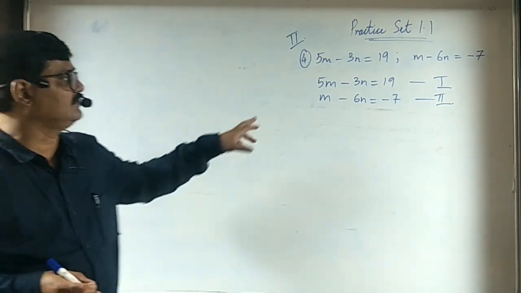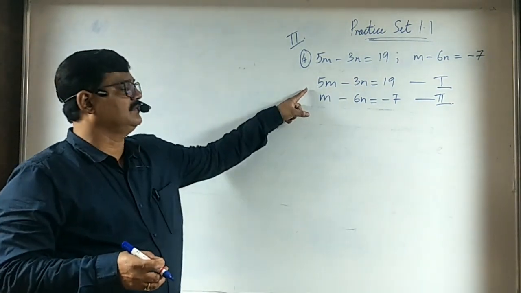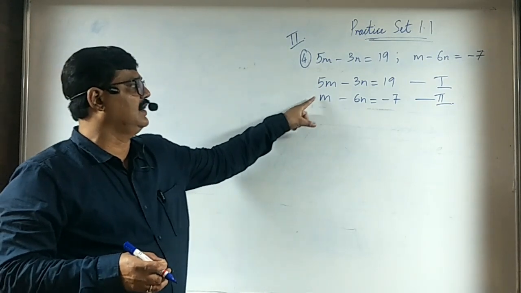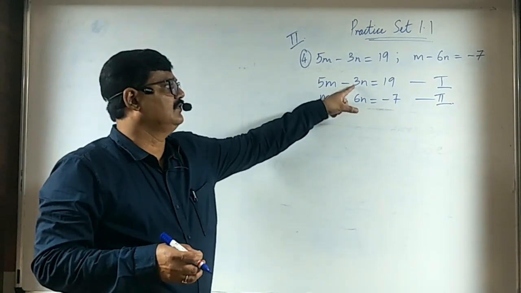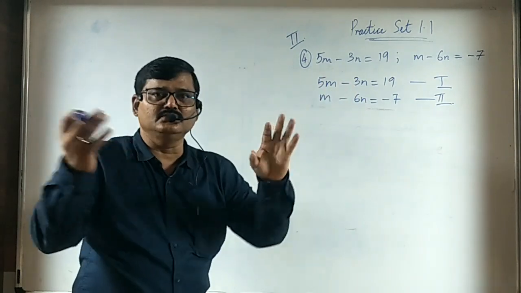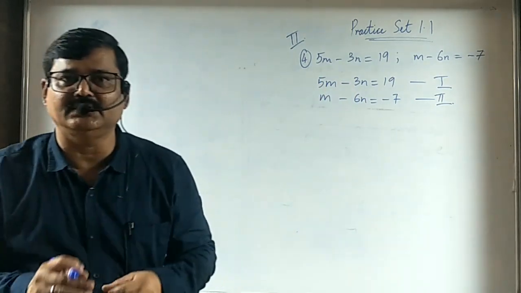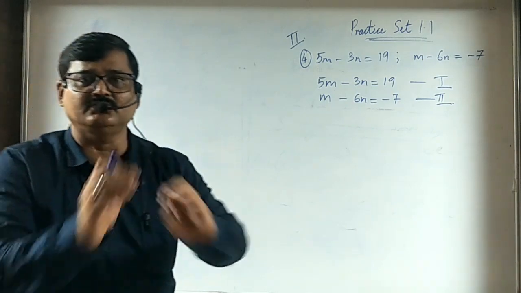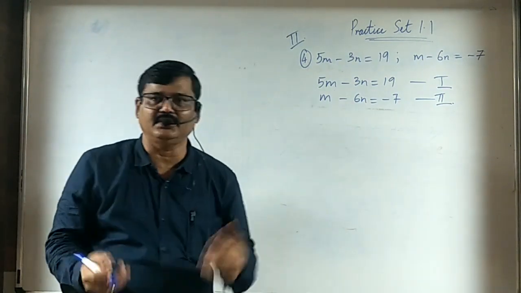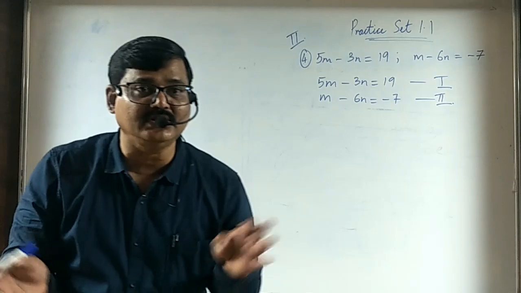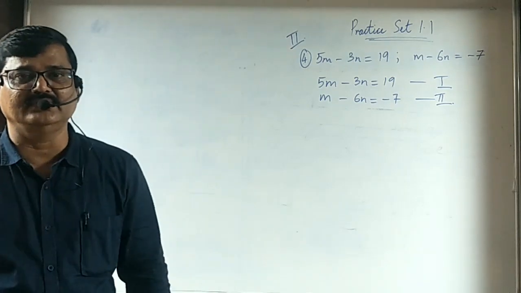But if you check this out, the m variable in equation number 1 has a 5, and here there is 1, and the n variable you have 3 and 6. There is no equal. In the previous two sums we have done, the variables were equal in number, but here there is no equal number. What can we do? First we have to equalize it.